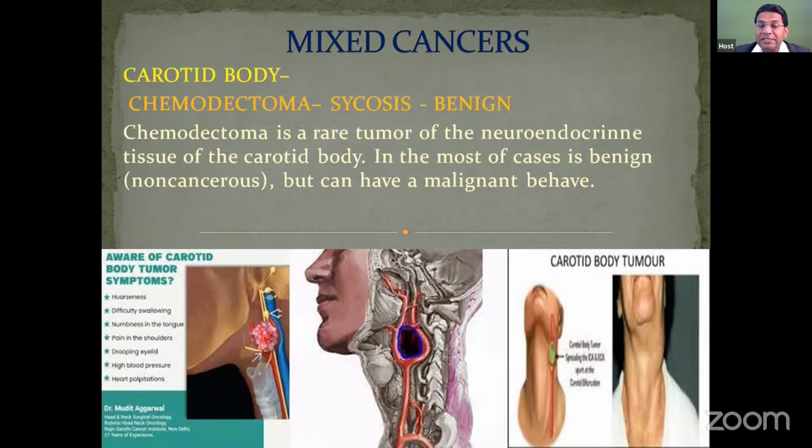In the most of the cases it is benign, non-cancerous, but can have a malignant behavior. Yes, so it behaves like a malignant. That means when this tumor grows and when it blocks the carotid artery, then it is psychotic. Yes, so complete block जब वहां पे होगा then it is psychotic, because अगर वहां पे block हुआ तो brain को blood supply होगा नहीं. Yes, so this is the कीमोडेक्टोमा. You can see here bluish spot in the bifurcation of the carotid artery.